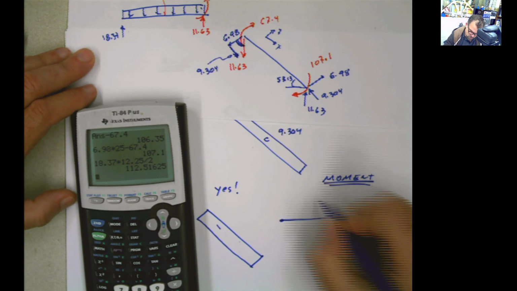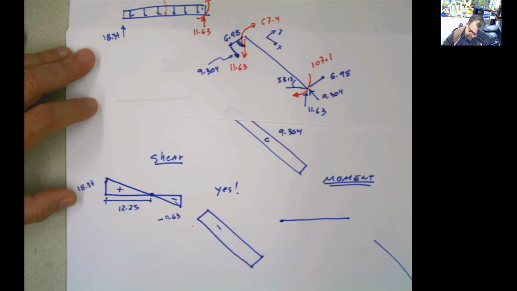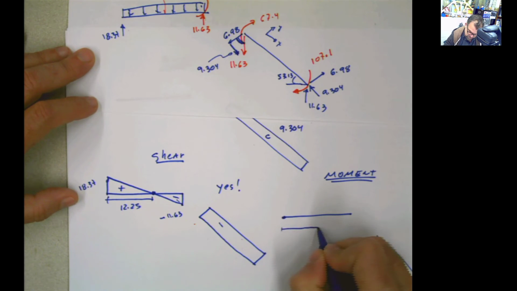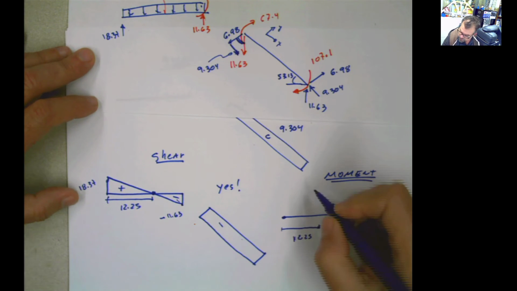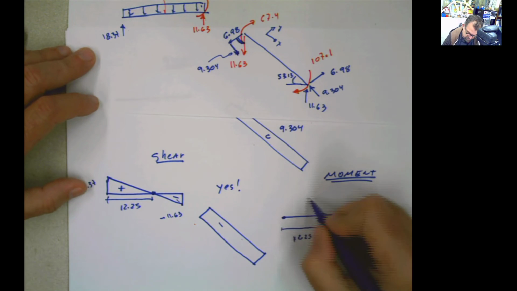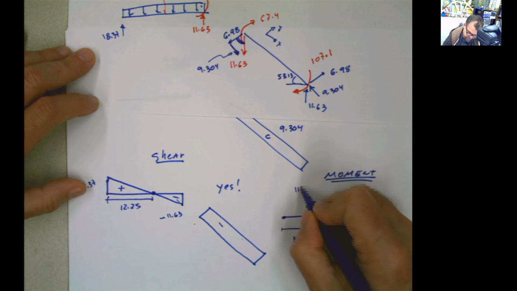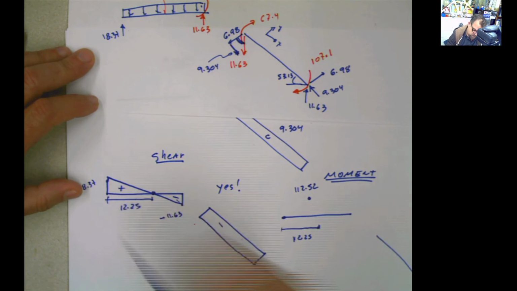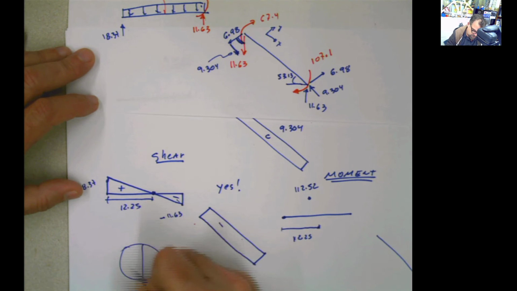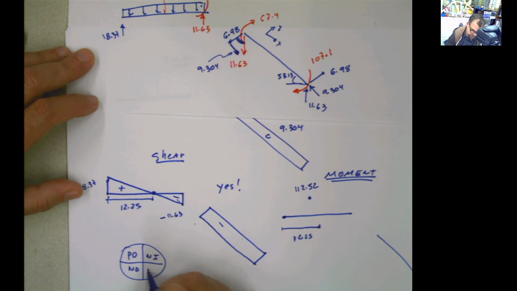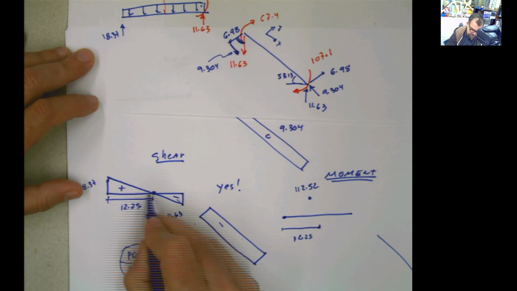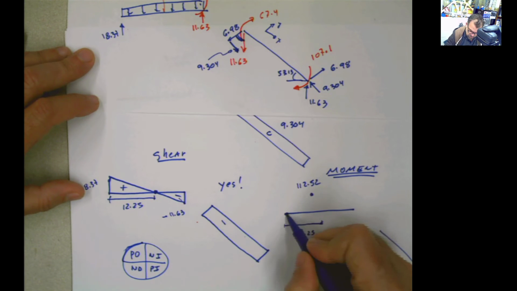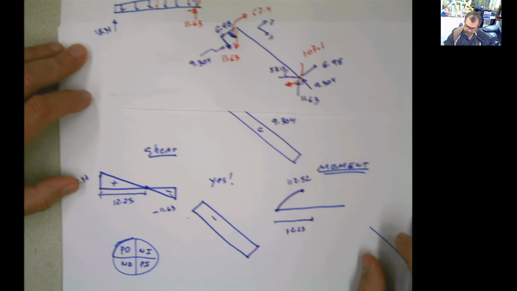112.52 at that point. So from here to here, 12.25, I'm going to get 112.52. And this is, remember the circle, remember the Alamo. Please don't neglect infants, neglect the dumb people instead. Positive decreasing, positive decreasing, it is.